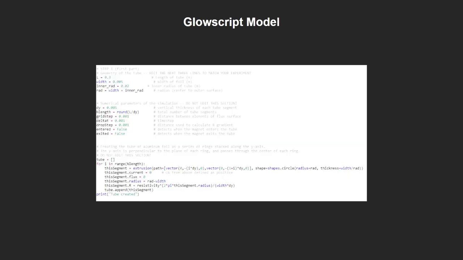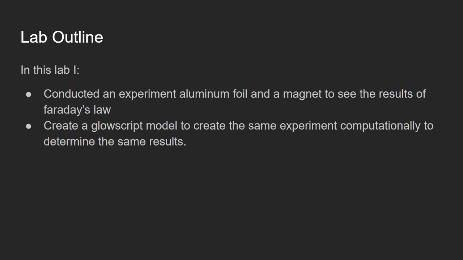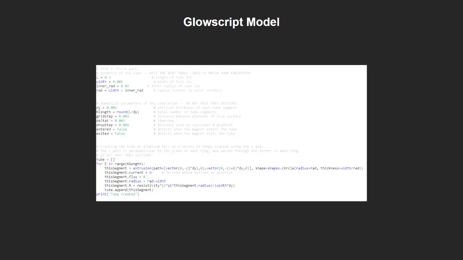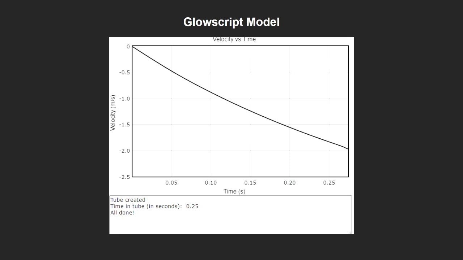Now for the GlowScript model of the experiment, here we have the values in the bottom put into the GlowScript model, and you can see in the top left, it simulated the magnet falling through the aluminum pipe.